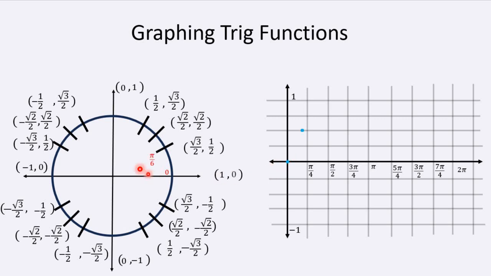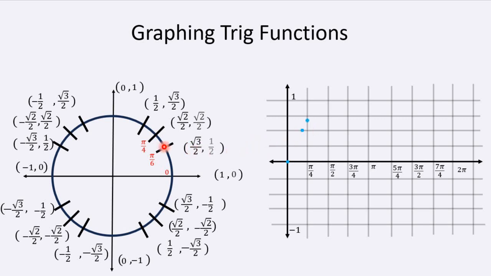Next, I'll have pi over 6. Pi over 6 radians, and I'm going to graph that with 1/2. So pi over 6 radians on the x-axis, 1/2 on the y-axis, halfway between 0 and 1, and that's a second point. I'm just going to continue like this.